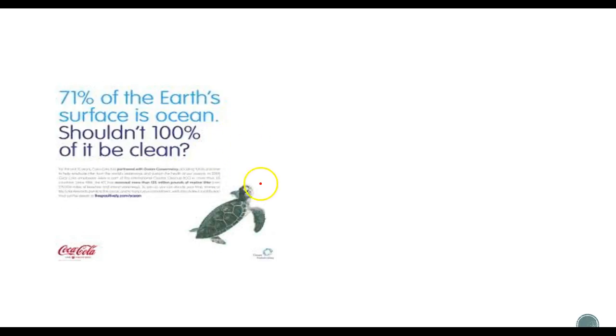So here's one from Coca-Cola. We got a cute little sea turtle on here, and it's telling us 71% of the Earth's surface is ocean. Shouldn't 100% of it be clean? And there's that sea turtle again, and this is actually really hard to read, but it talks about how Coca-Cola is donating some money to sea turtles to help save them. How does this make us want to buy Coca-Cola?